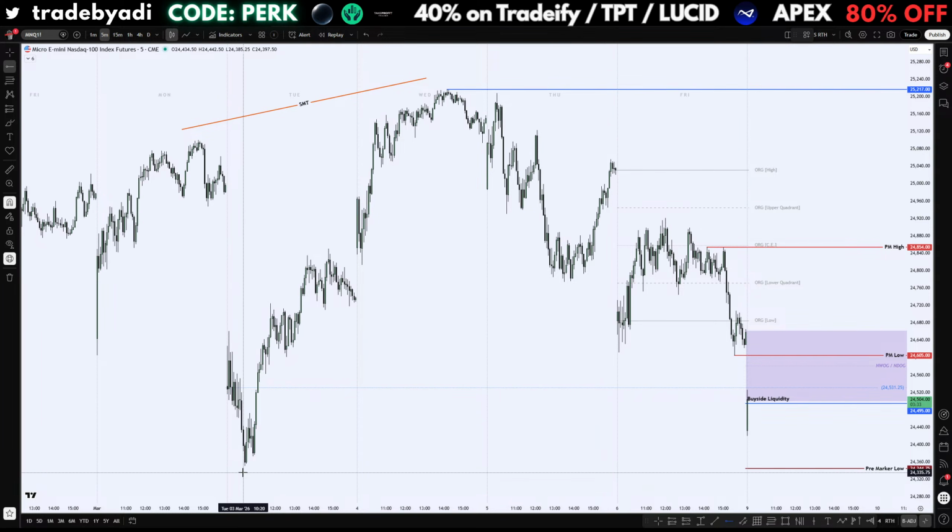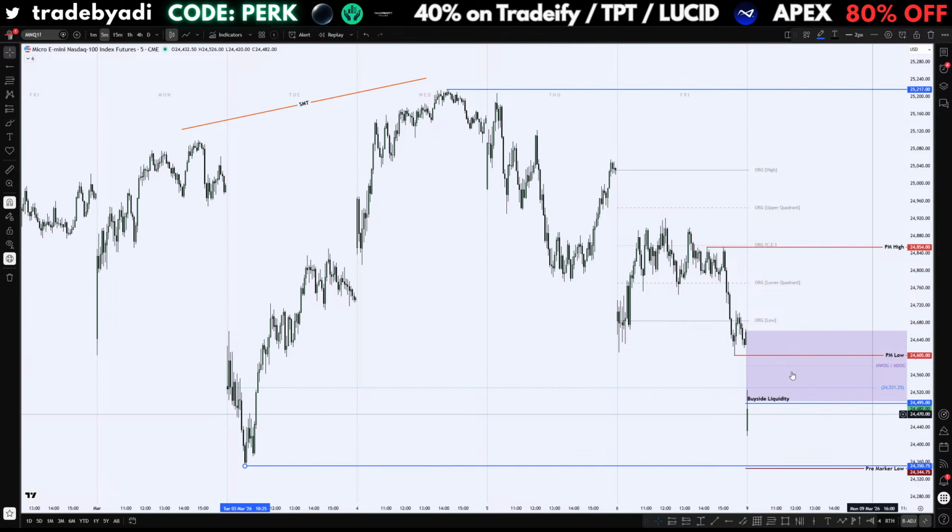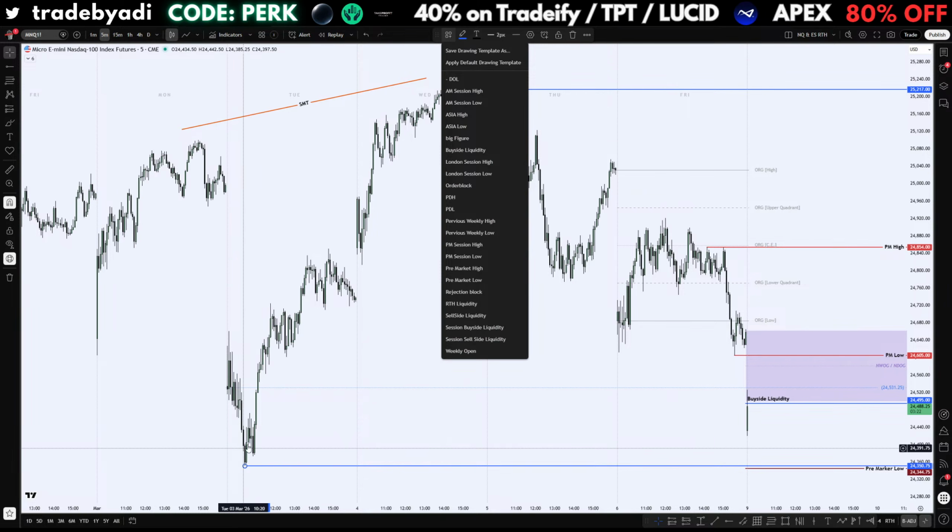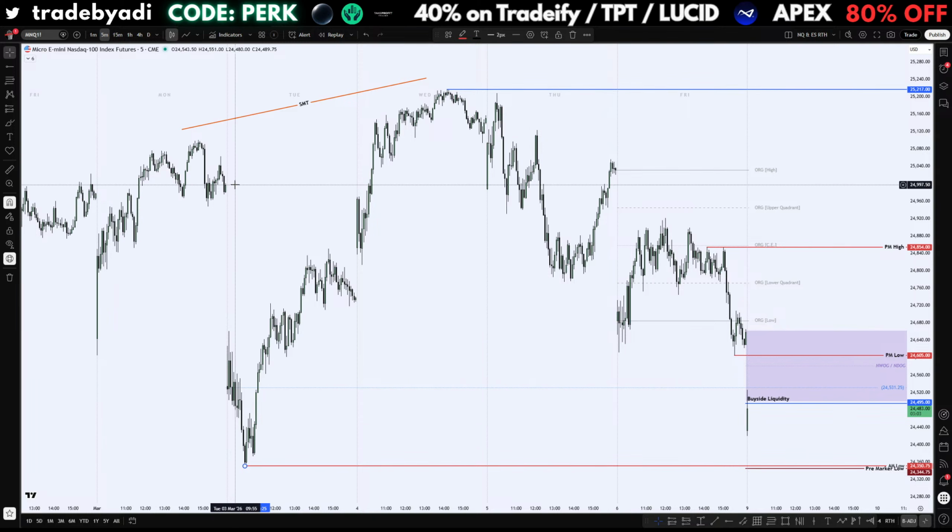Also, if you check this low, we have not taken it out in an RTH chart. So this low is going to be interesting. It is the AM session low, yes, the old AM session low, the 3 March low. If you see, the pre-market liquidity and the AM session low are almost in the same area. AM session low. Okay, it's 24,350.